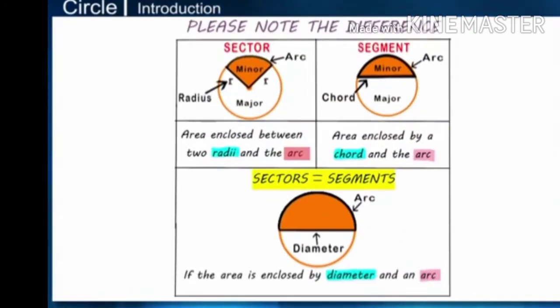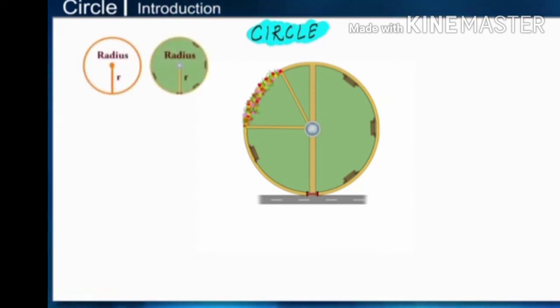Kindly note the difference between sectors and segments. Sectors and segments both are bounded by an arc, but the difference is that sectors are enclosed by two radii and segments are enclosed by a chord. And when that chord is a diameter, sectors are equal to segments. Let us quickly recall what all we have learned in this session.